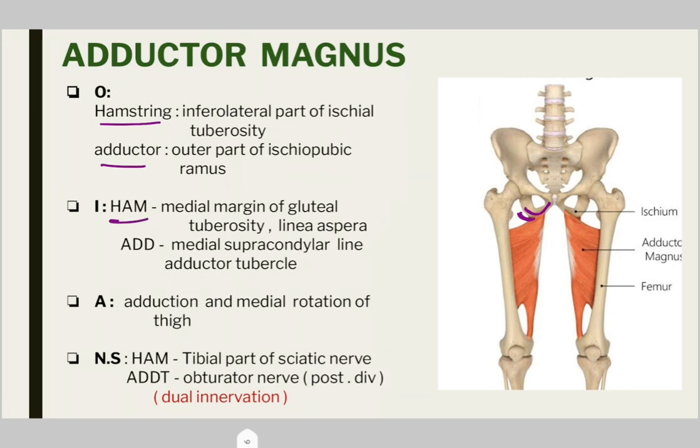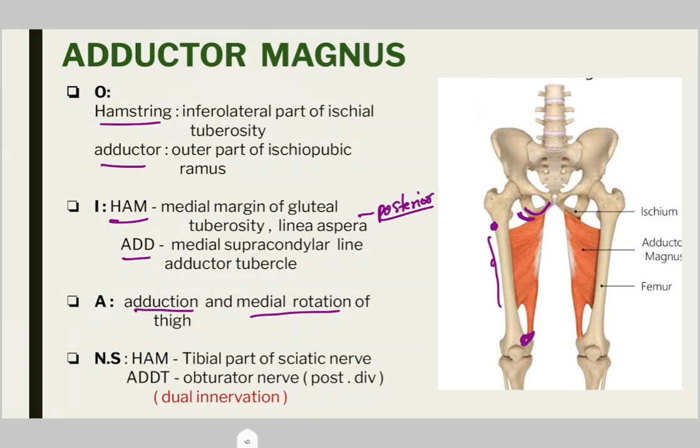Coming to the insertion, the hamstring head will get inserted on the gluteal tuberosity. It will get inserted on the posterior aspect, on the gluteal tuberosity and on the linea aspera. Coming to the adductor part, it is so easy to remember because the adductor head inserts on the adductor tubercle. Coming to action, it will help in adduction and also medial rotation of the thigh.